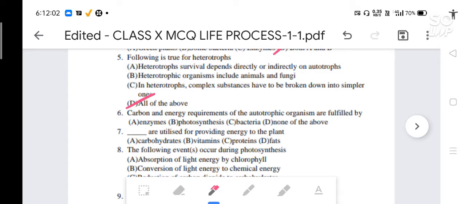So the sixth question is: carbon and energy requirements of the autotrophic organism are fulfilled by? In this question we have to say which of the following is fulfilled for the autotrophic organism. Enzymes, no. Photosynthesis, because photosynthesis is required for the autotrophic organism. Which of these is utilized for providing energy to the plant? Simply carbohydrate. Vitamins occur in plants, not in animals. Proteins we get, fats we get, but carbohydrate is required.